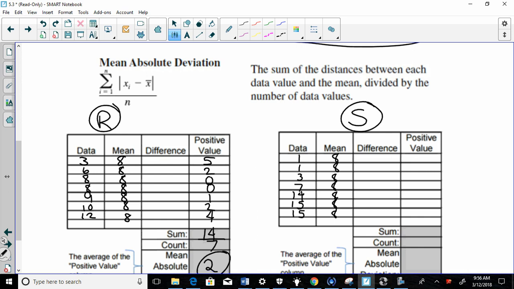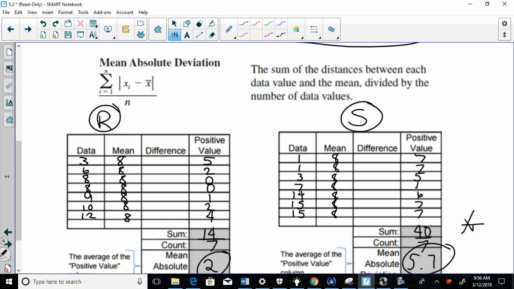Okay, so let's read down this list. What do we get? 7. What else? 7. 5. 1. 6. 7. And 7. And what did you get for the sum? 40 divided by 7. What do you end up getting? 5.7. And so which number is bigger, 5.7 or 2?